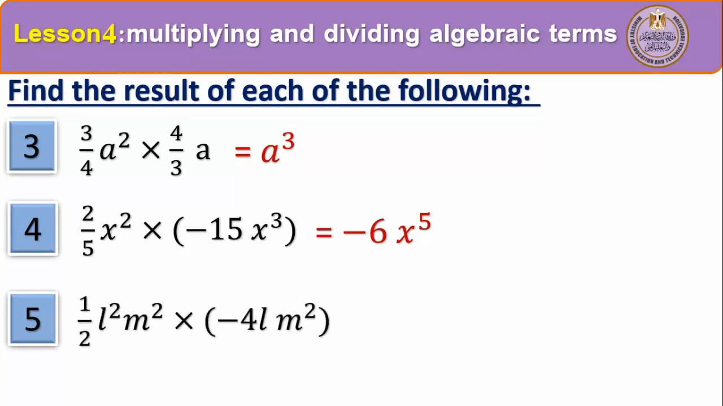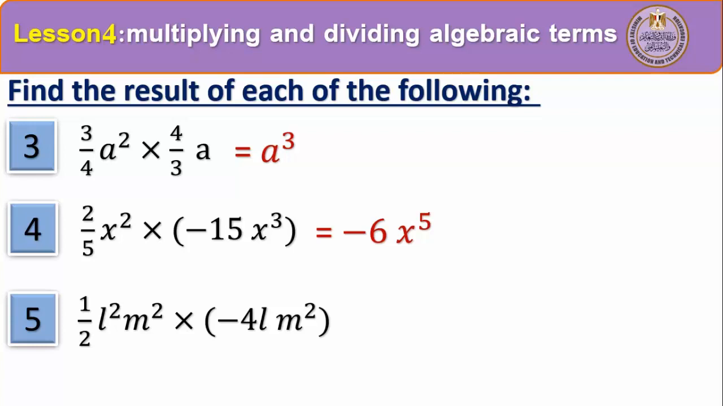Another example we have, half l power 2 m power 2 times negative 4 l m power 2. Here we also have a positive rational number as a coefficient times a negative rational number as a coefficient. So when we multiply positive by negative, the result will be negative. How can we reduce those two rational numbers? When we multiply two rational numbers, we can reduce them as we studied before. 4 divided by 2 equals 2 and 2 divided by 2 equals 1.